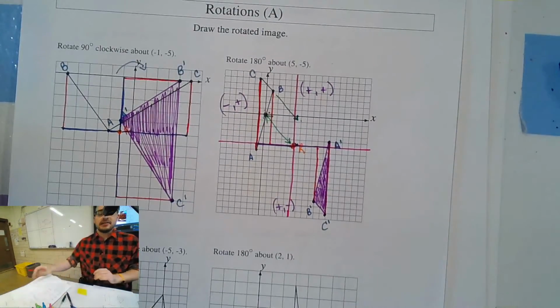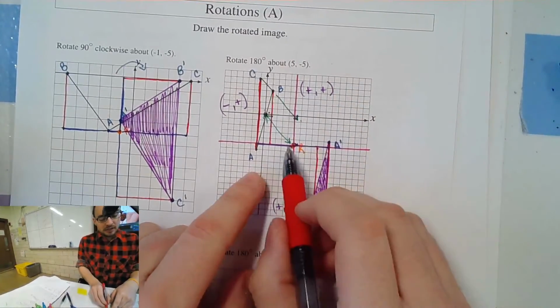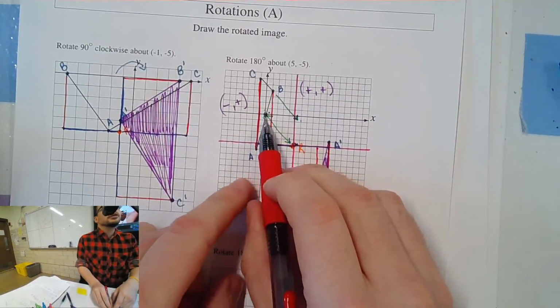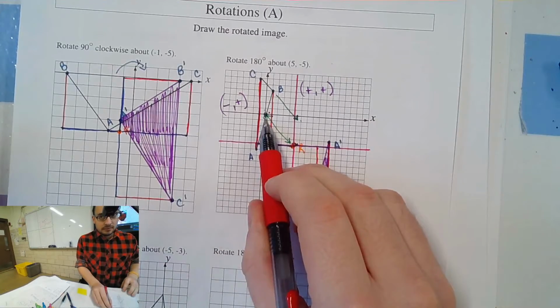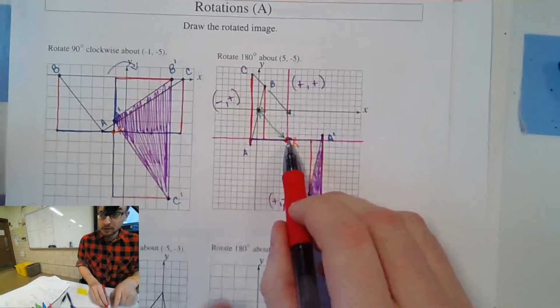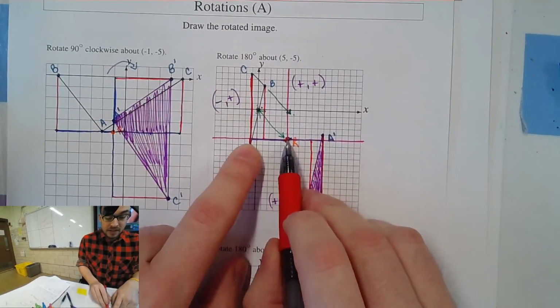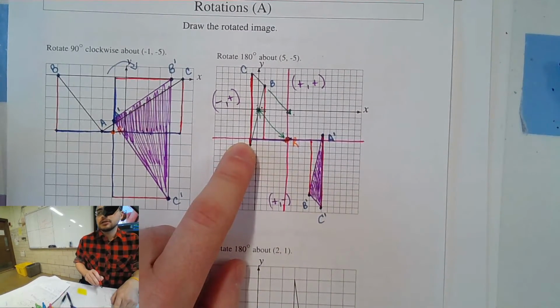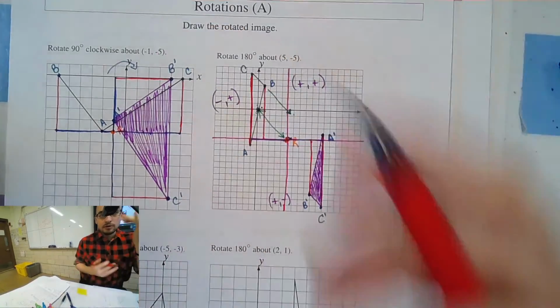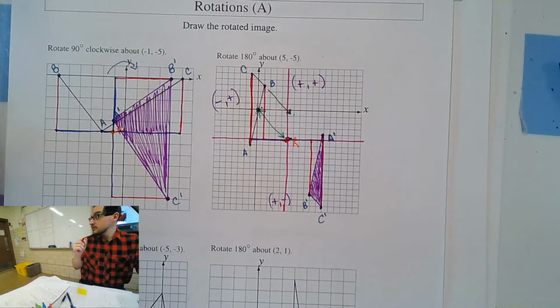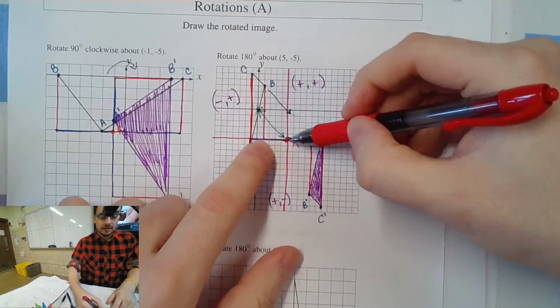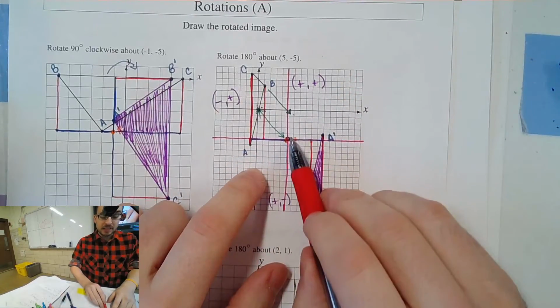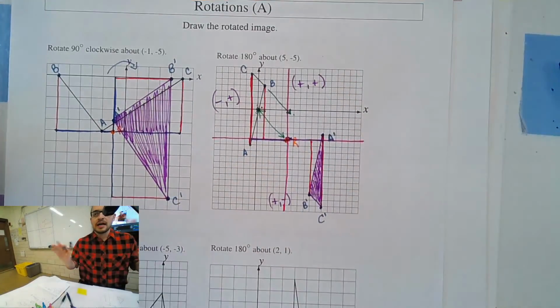I'm going to say it again. We slid from here to here. That's why we did minus 5 plus 5. Is everybody cool with that idea? We took our center and moved it to the origin. We did that by going minus 5 plus 5. That's our vector, right? We slid it, translation. Then we rotated, changed both the signs. Then we slid it back. And the way we slide it back is plus 5 minus 5. Is everybody cool with that concept?